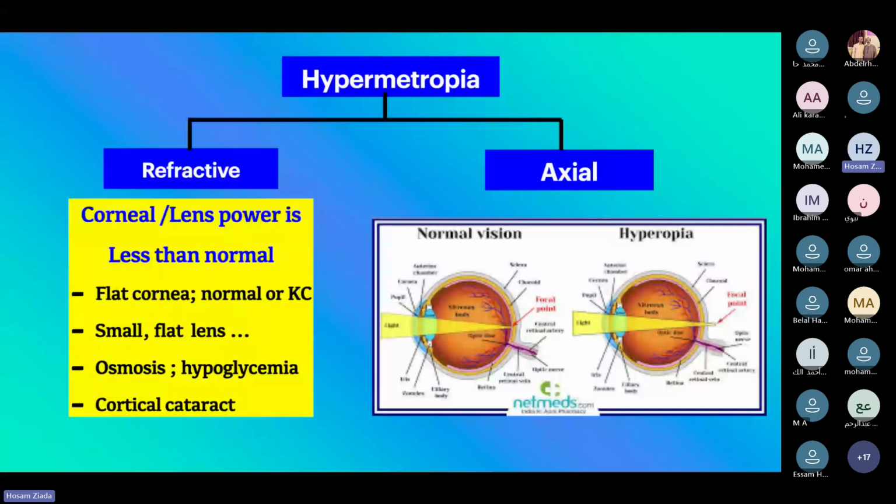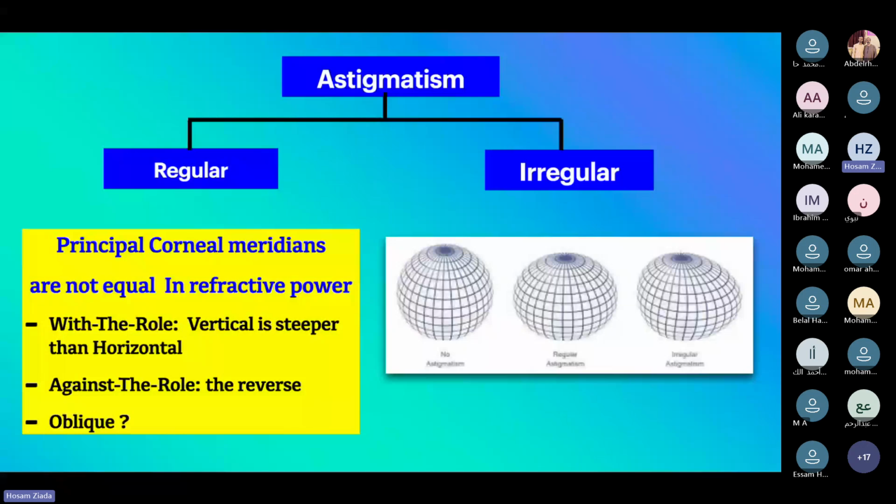Finally, the astigmatism. Astigmatism means that there are different powers in the different meridians of the curvatures of the eye, but mainly the cornea. The astigmatism is either corneal, lens, or retinal in cause. But the main one is the cornea. Look at this photo on your right side. No astigmatism, regular astigmatism, irregular astigmatism. I think you can see the difference.